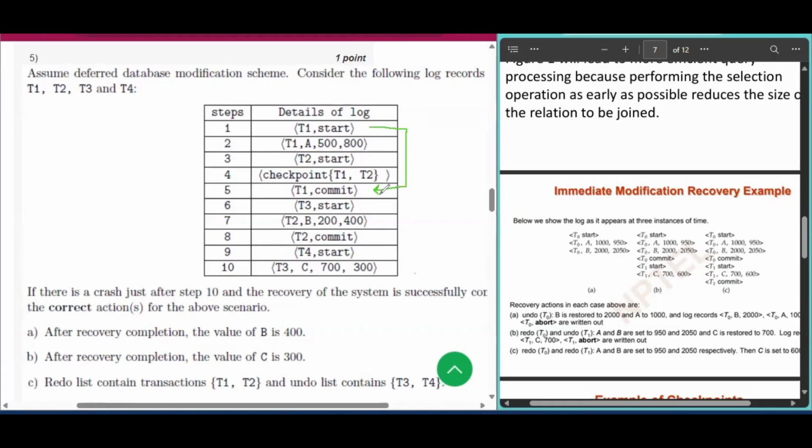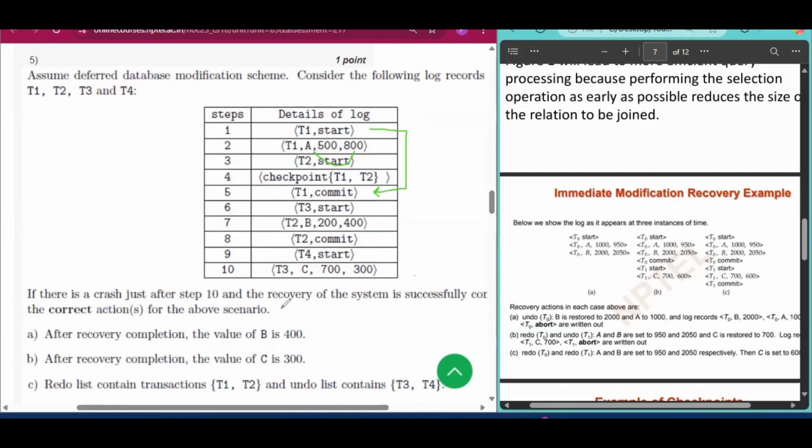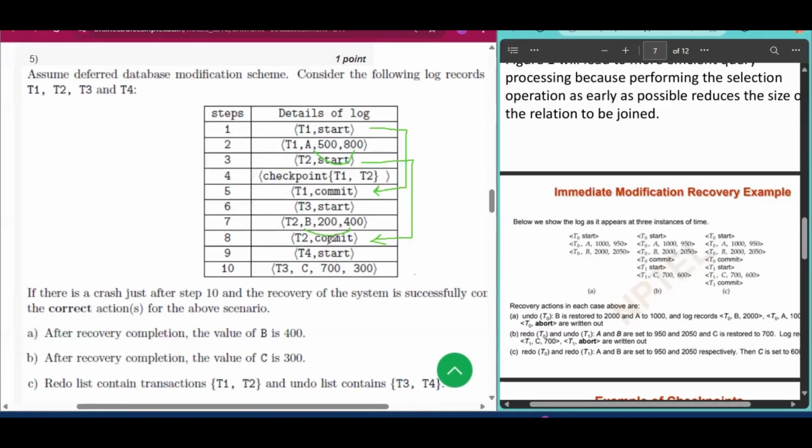That means this transaction is ended, and in this case the V2 value will be stored to A. That means the 800 value will be stored to A. But this type of option is not there in the question. Now if we see T2, the transaction started and it is also ended or committed here, right? So in case of T2 also, this V2 value, that is 400 here, will be stored to B. The option is already there, that is, after recovery completion the value of B will be 400, right? So it is one of the answers of this question.